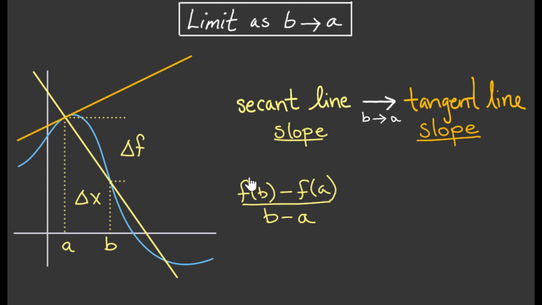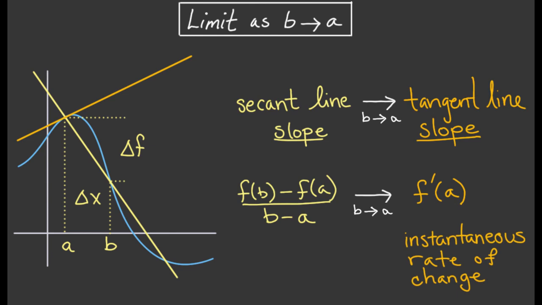Now, I hope this looks a little bit familiar to you, because in the limit as b approaches a, this is our definition for the derivative f prime of a. So this is a formula for the slope of the tangent line. The slope of the tangent line is the derivative of the function at a. And we found an interpretation for the derivative as the instantaneous rate of change of our function at a.